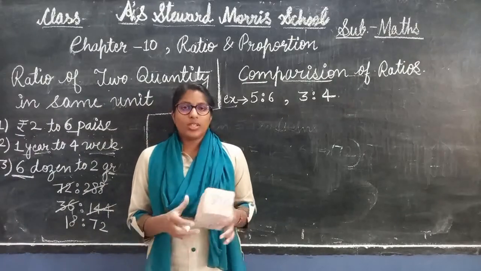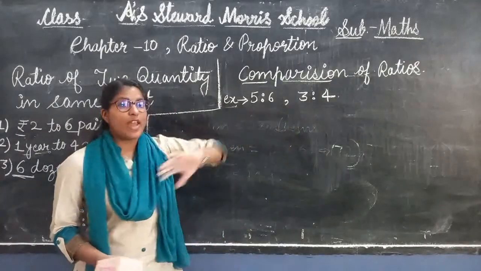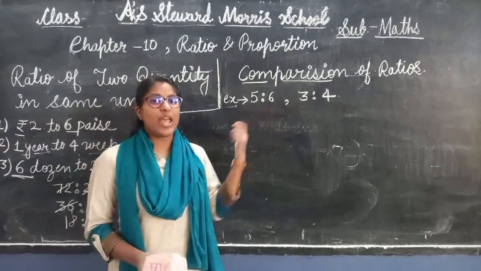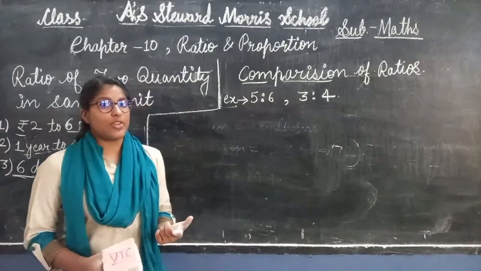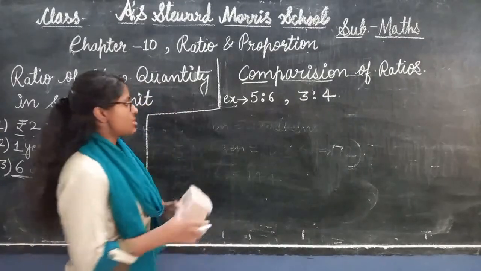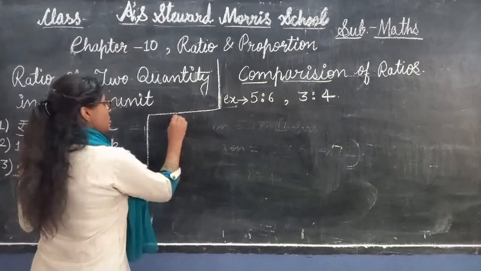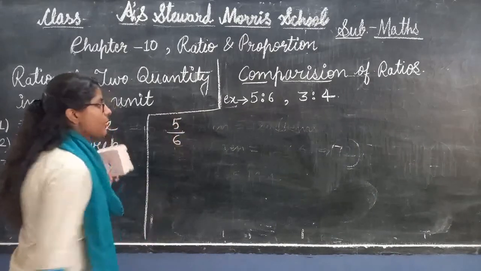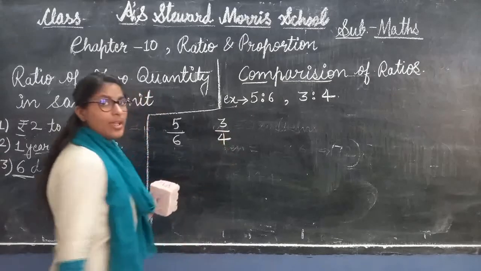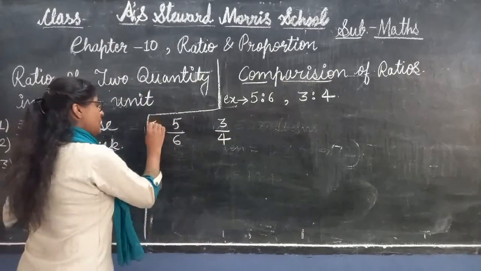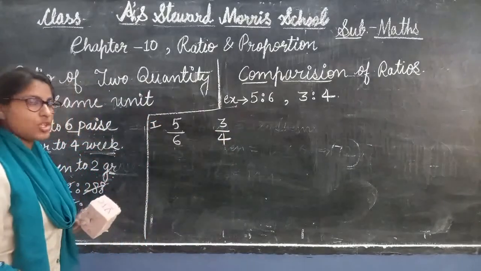Yes, you are thinking correct. Just like in the fraction chapter we are doing. Ratio can be expressed in the form of fraction, and after getting fraction you can compare easily. Just see, 5 is to 6 you can write 5 upon 6 and 3 is to 4 you can write 3 upon 4. Okay, I am explaining method number 1, that is cross multiplication method.